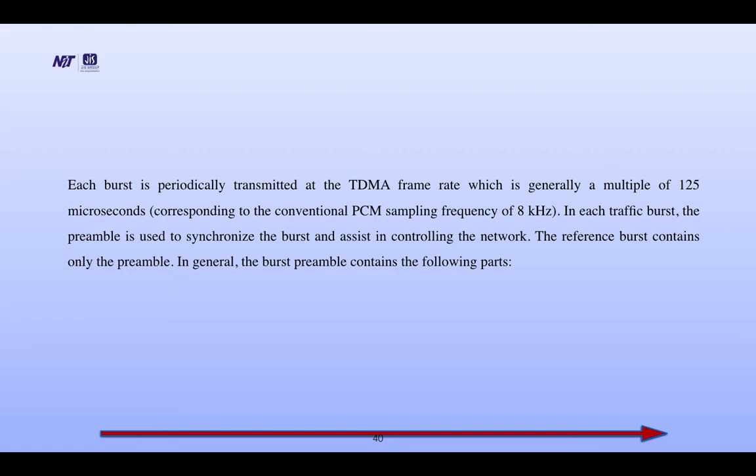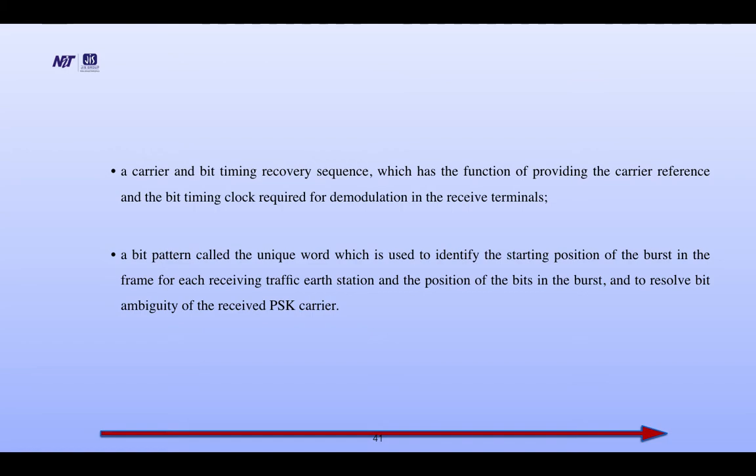In each traffic burst, the preamble is used to synchronize the burst and assist in controlling the network. The reference burst contains only the preamble. In general, the burst preamble contains the following parts: a carrier and bit timing recovery sequence, which has the function of providing the carrier reference and the bit timing clock required for demodulation in the receive terminals; and a bit pattern called the unique word, which is used to identify the starting position of the burst in the frame for each receiving station, and the position of the bits in the burst, and to resolve bit ambiguity of the received PSK carrier.